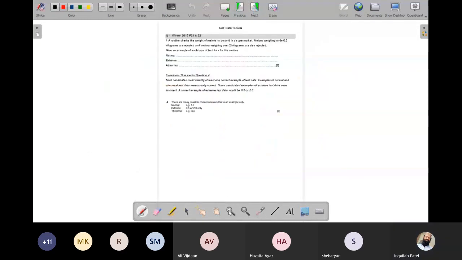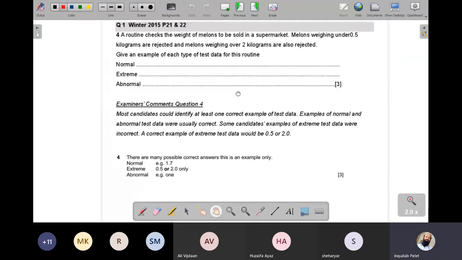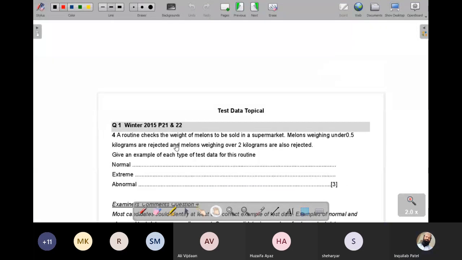Now, here is a question. This question was set in winter 2015 paper 2 variant 1. This is question number 4, which means this is not part of the pre-release material. Huzaifa Ayaz, read the question.